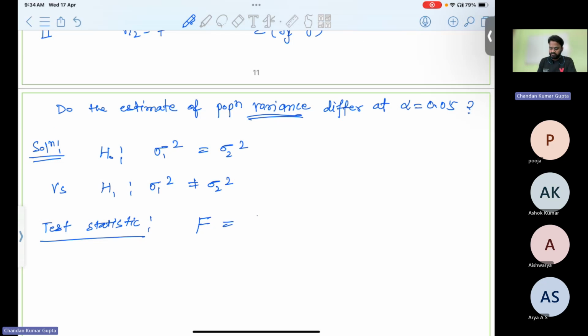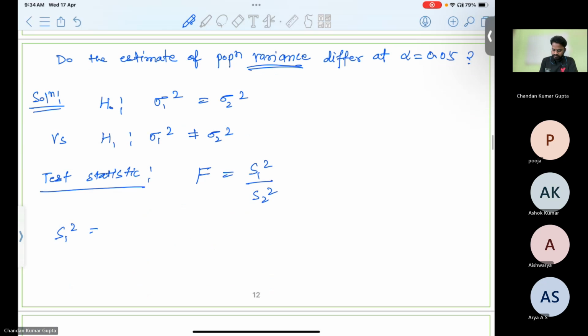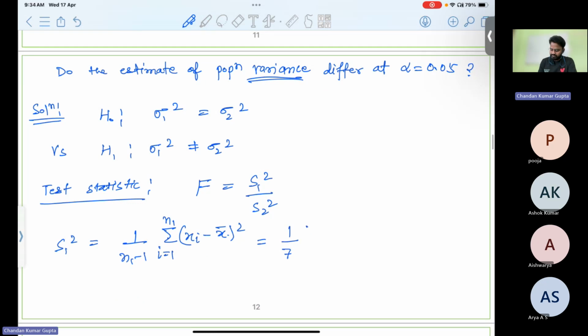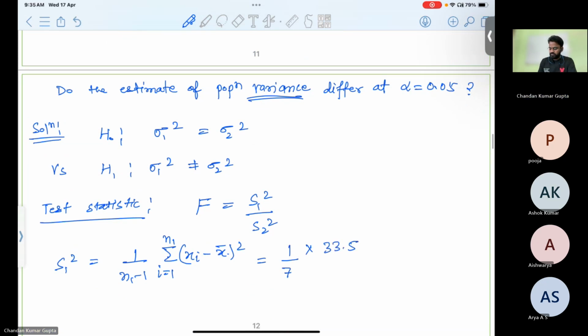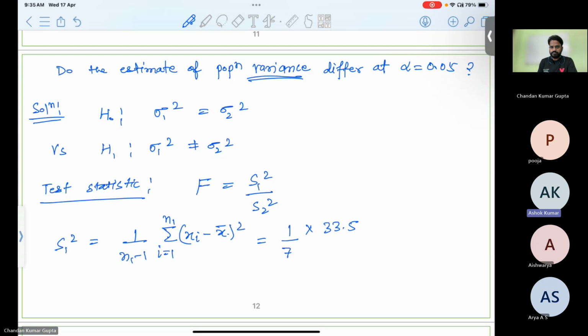For this, F is defined, which is S1 square over S2 square. Now S1 square is 1 upon n1 minus 1 summation of xi minus x bar whole square, i from 1 to n1. Here n1 is given as 8. So 8 minus 1 is 7, and the summation is this 33.5.